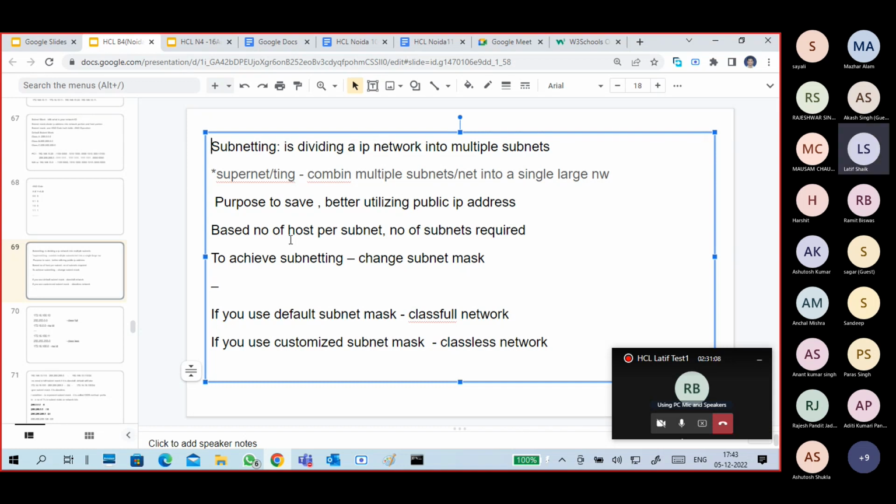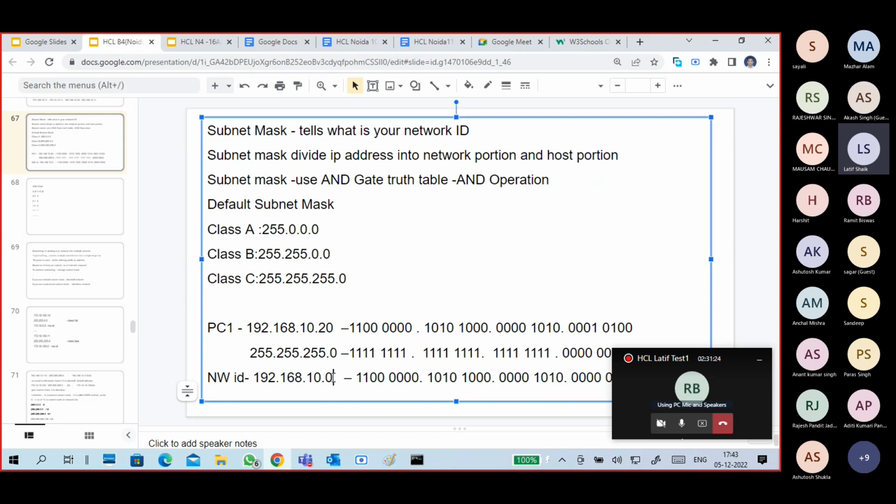Subnetting is the method to use to divide your one network into multiple subnets. Subnetting is a concept or a method we use to divide our IP network into multiple networks. See, this is one IP network. This network can get 254 PCs. We are getting 254 IP addresses from this class C network.